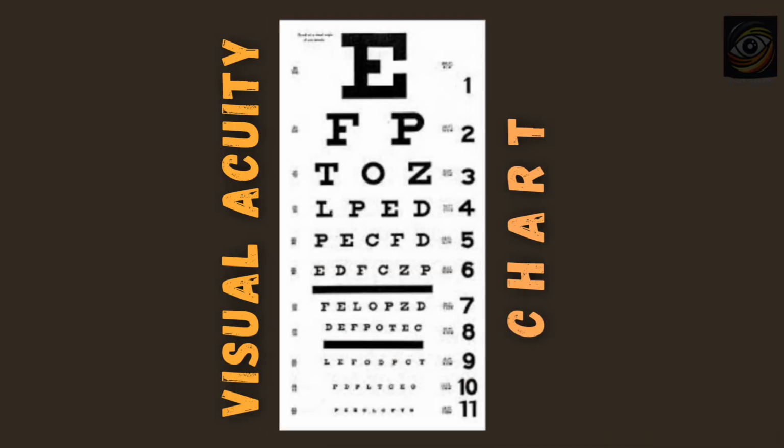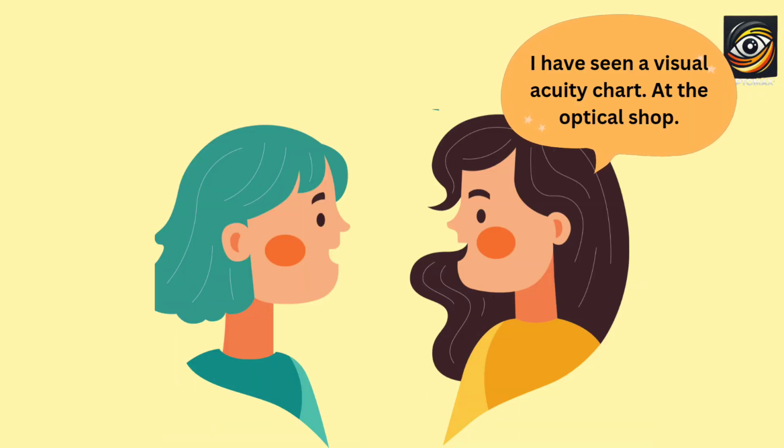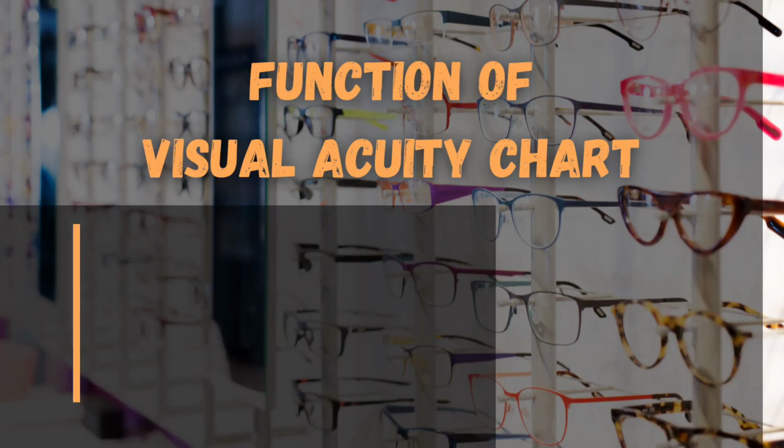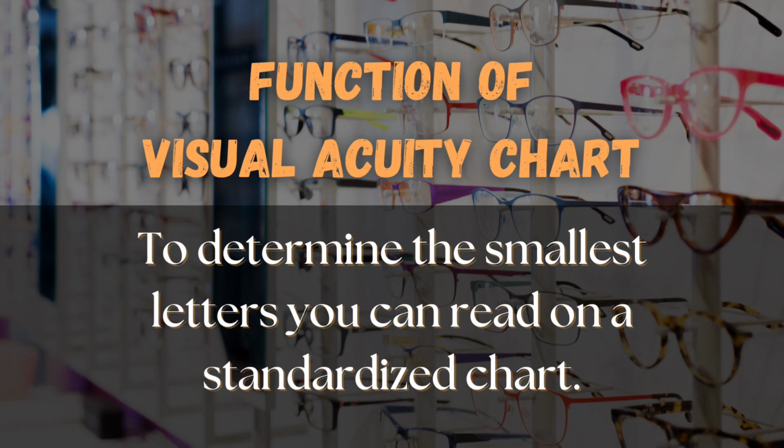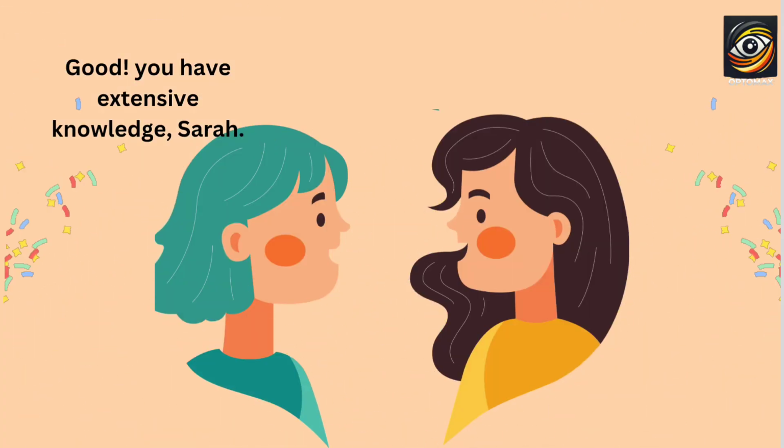So before we start, have you ever seen a visual acuity chart? Where? Do you know what it is used for? I have seen a visual acuity chart at the optical shop. It is used to determine the smallest letters you can read on a standardized chart. Good. You have extensive knowledge, Sarah.